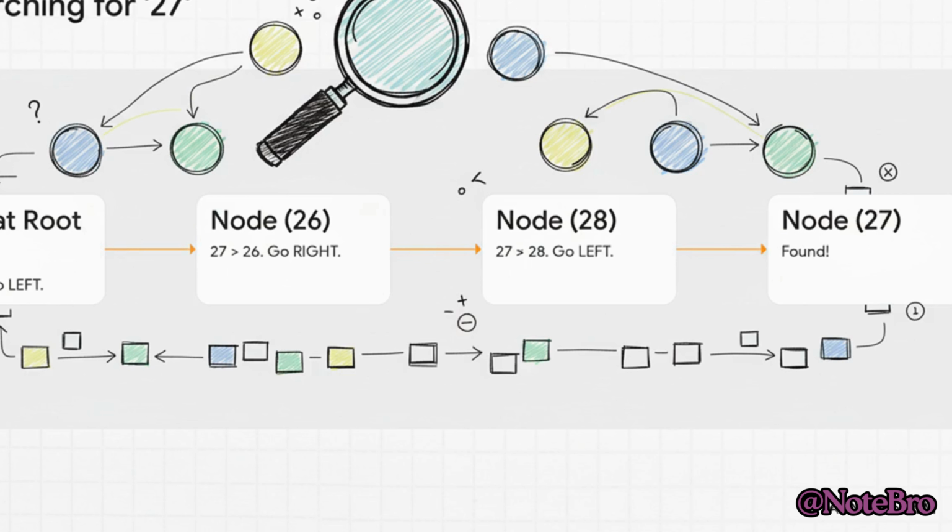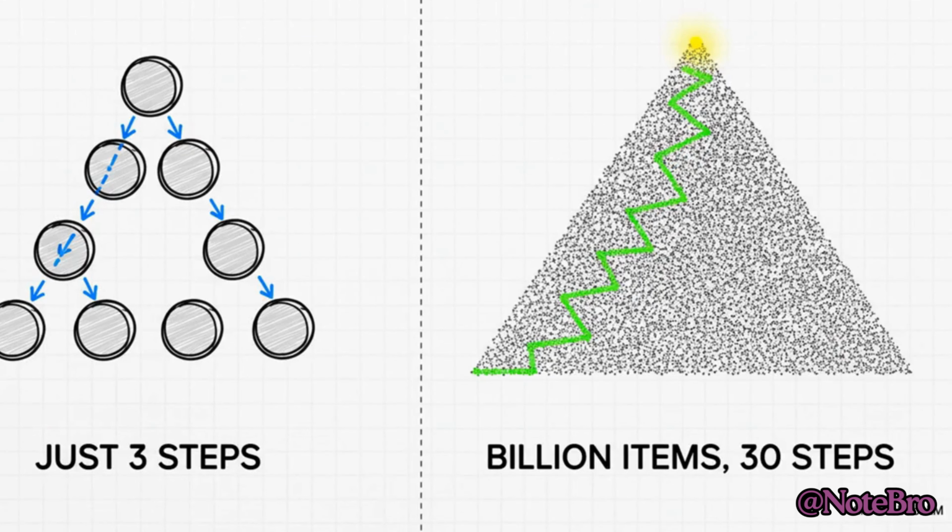We go left to 26. Okay, now what? Is 27 greater or less than 26? It's greater, so we go right to 28. And one last time, 27 is less than 28, so we go left, and boom, there it is. We found it. Think about what just happened. It only took 3 little comparisons to find our number. With every single step, we threw away half of the remaining options.